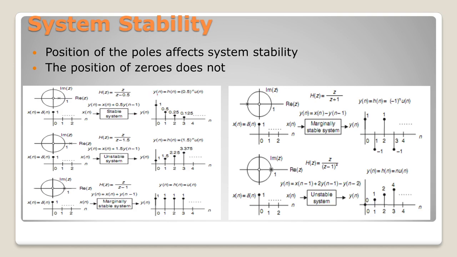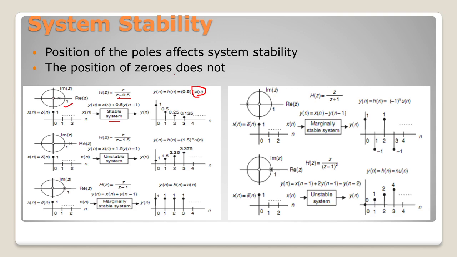Suppose the signal is h of n equal to 0.5 raised to n times u of n. U of n is nothing but the unit step discrete signal. Its z transform is z divided by z minus 0.5. Here the zero is at 0, and the pole is at 0.5. So this is a stable system because the pole is inside the unit circle.